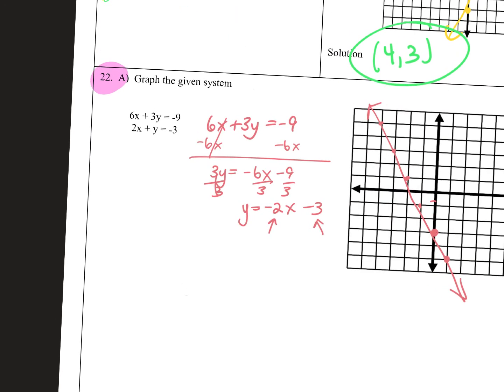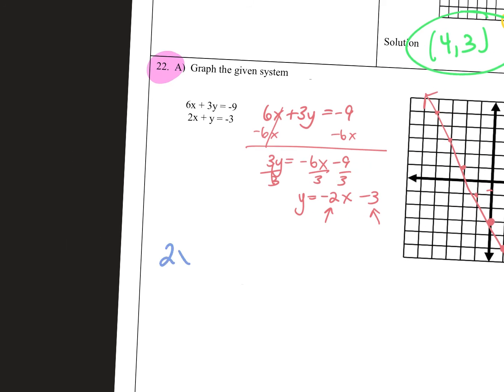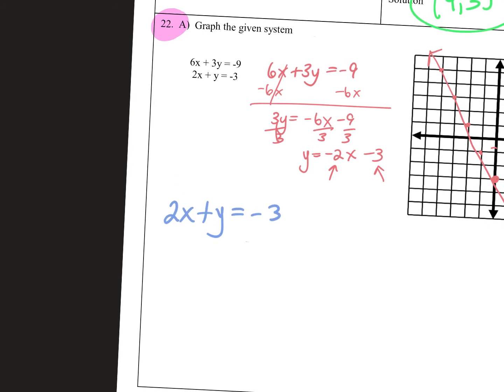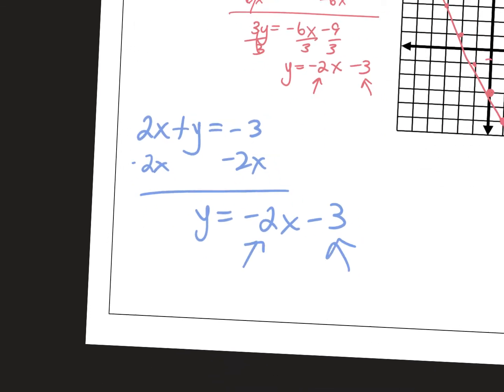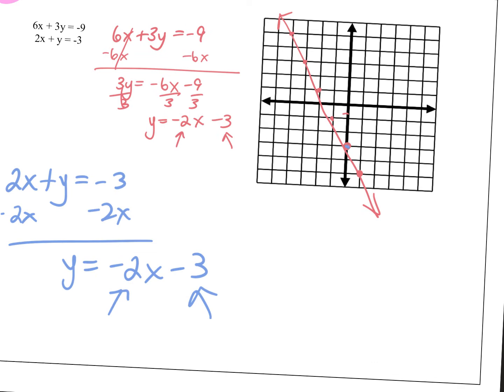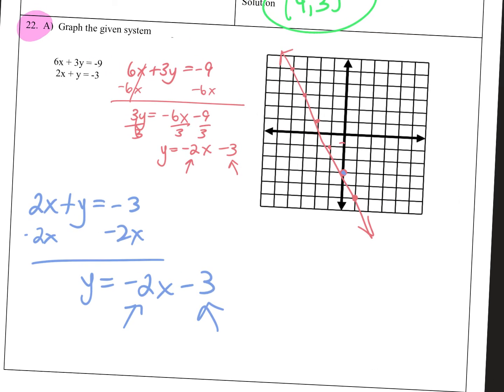So now I'm going to do the same thing. I look at the other one, and I say, okay, I have 2x plus y equals negative 3. So what do I do? Subtract 2x from both sides. So I have y equals negative 2x minus 3. What do you guys notice? It's the same line, right? This is my slope, and that's my y-intercept. So I go here, and I do my slope. And look, when I graph it, it goes right on top of each other.